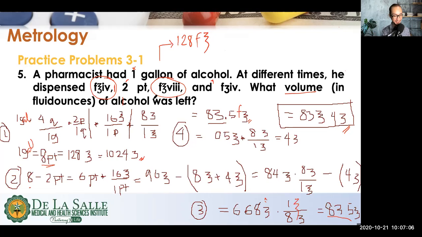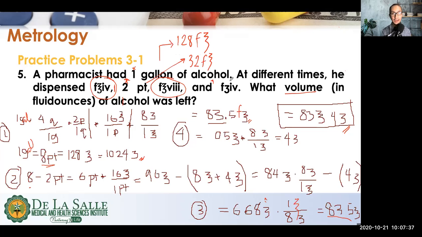Okay? So next is you have the pint. Ito naman si pint. So you will need to convert this to fluid ounces as well. Okay? So ano yung equivalent na fluid ounces ng 2 pints? Remember that a pint is equivalent to 16 fluid ounces. So this one is equal to 32. Hindi na ako gumawa ng separate na solution, ginaganyan ko na lang. So 32 fluid ounces. And then finally, we have fluid grams.